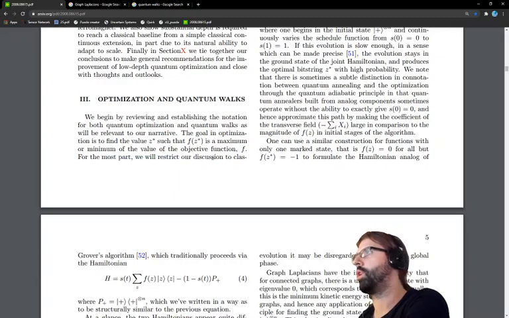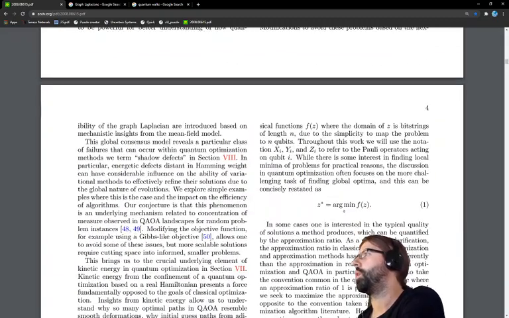For the most part, we'll restrict our discussion to classical functions f of z, where the domain of z is a bit string of length n. Due to the simplicity, we map the problem to n qubits. Throughout this work, we will use the notation x sub i, y sub i, and z sub i to refer to the Pauli operators acting on qubit i. While there is some interest in finding local minima of problems for practical reasons, the discussion in quantum optimization often focuses on the more challenging task of finding global optima.